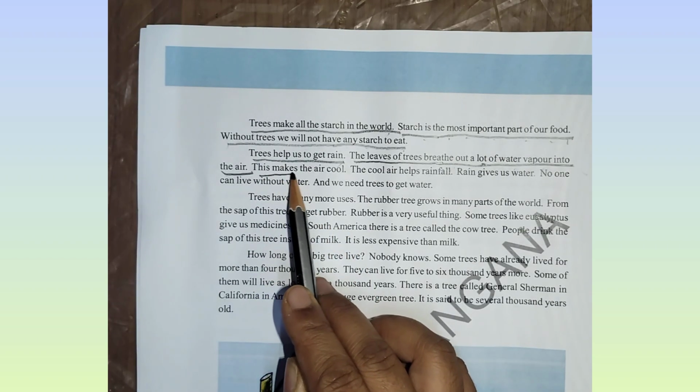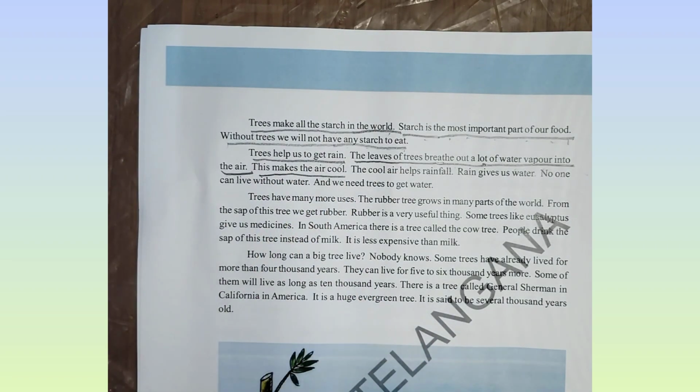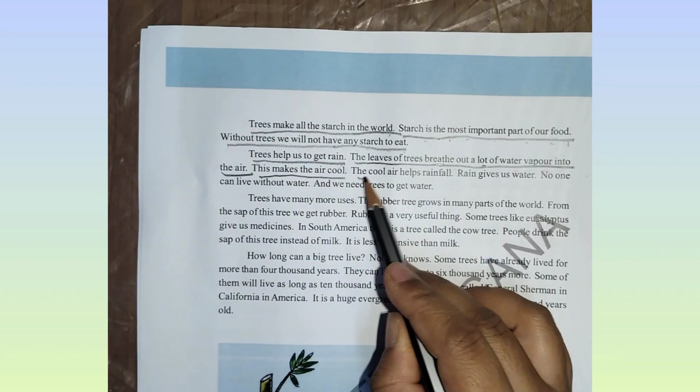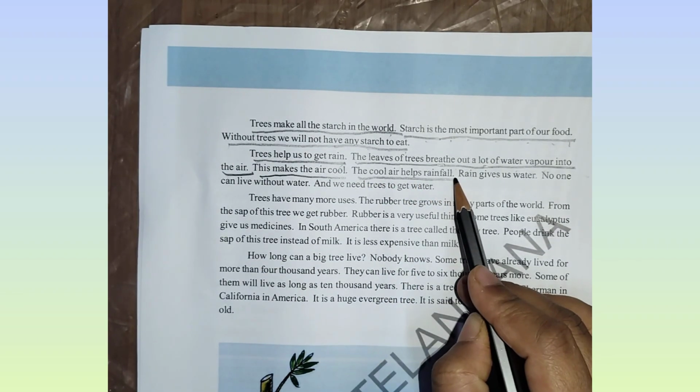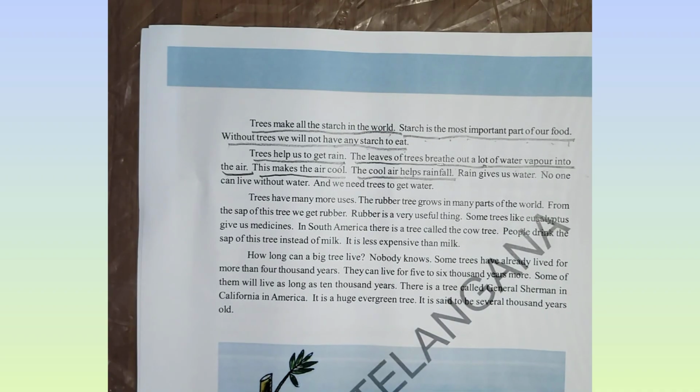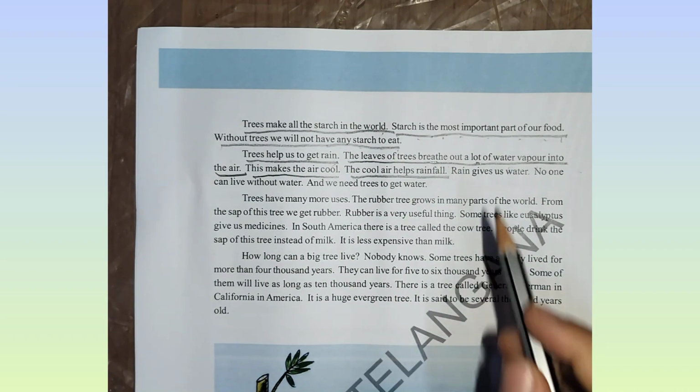This makes the air cool. When they breathe out, the air will be in a cooling formation, and in that cooling formation we get the rains. The cool air helps the rainfall. That cooling nature helps us get the rains.